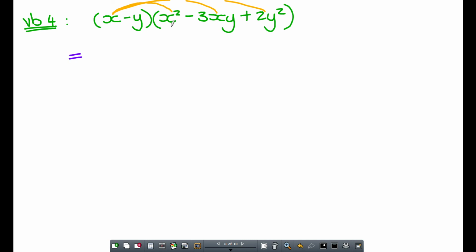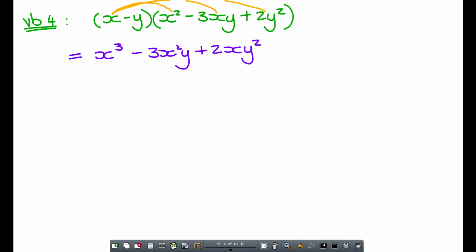So x times x squared is going to give me x to the power of 3. X maal minus 3xy geef my minus 3x kwadraat y. En dan x maal 2y kwadraat geef my 2xy kwadraat.